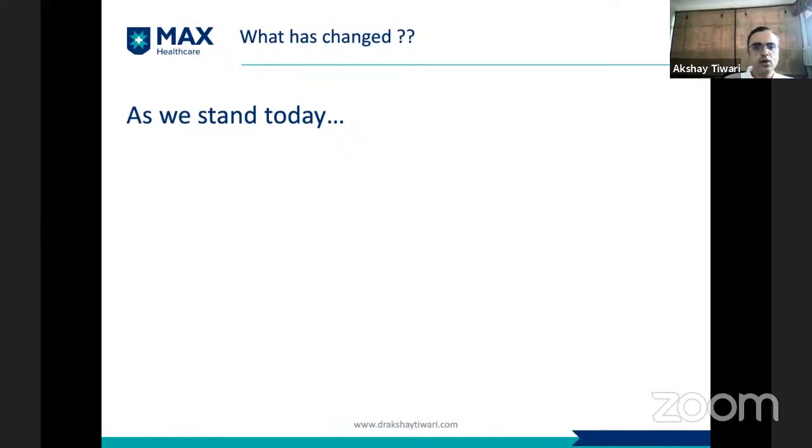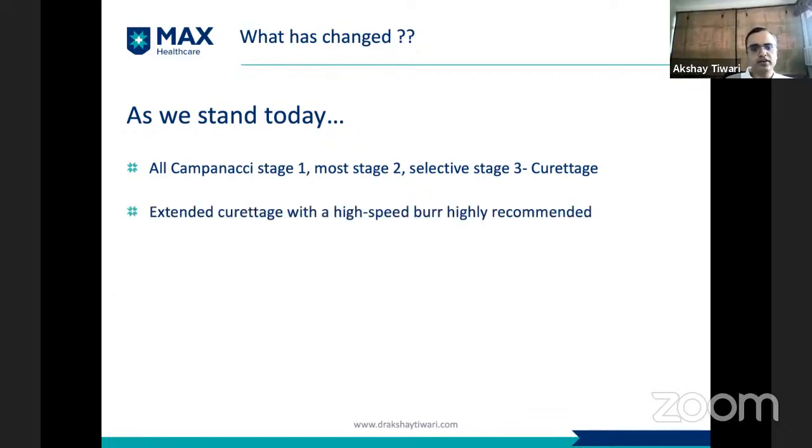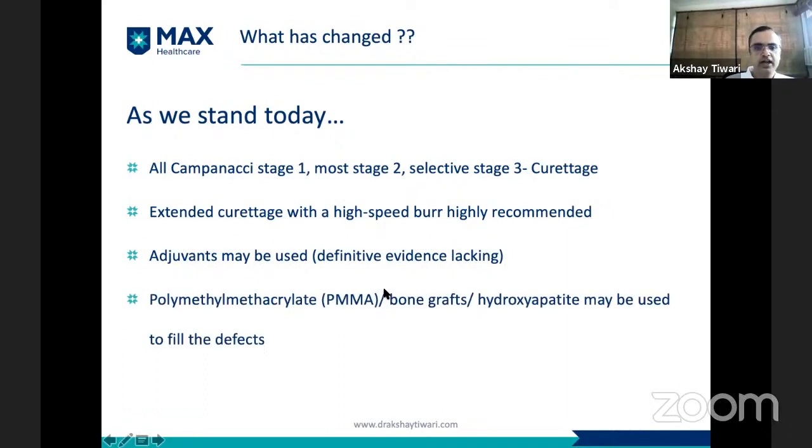To come to the conclusion of my talk, what has changed in all this while as we stand today? Well, not really much, I would say, in principle. But yes, some subtle changes definitely are there. All Campanacci stage 2, most stage 2, and some selective stage 3 will go for curettage, and only some would go for resection. Extended curettage with a high-speed burr is highly recommended. Adjuvants may be used, but definitive evidence is lacking. And if someone is not using adjuvants, one cannot deny that.